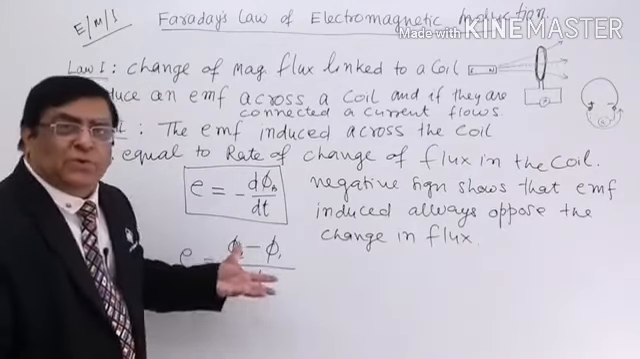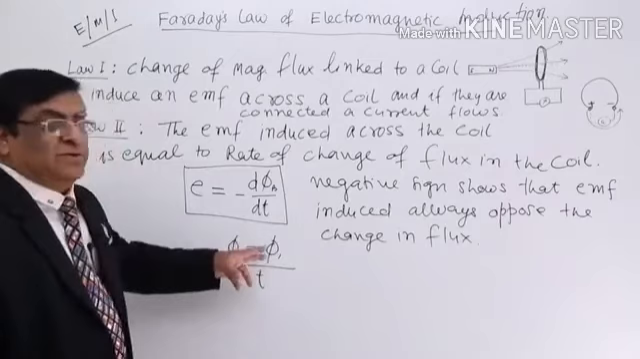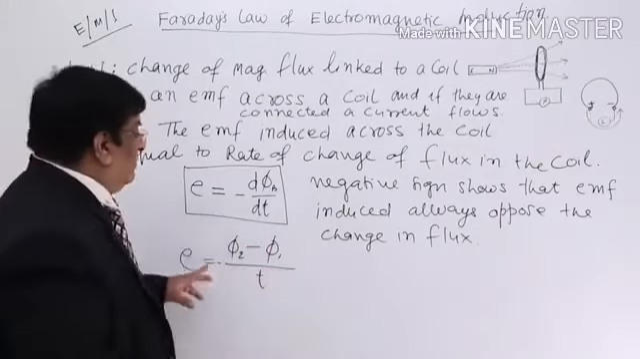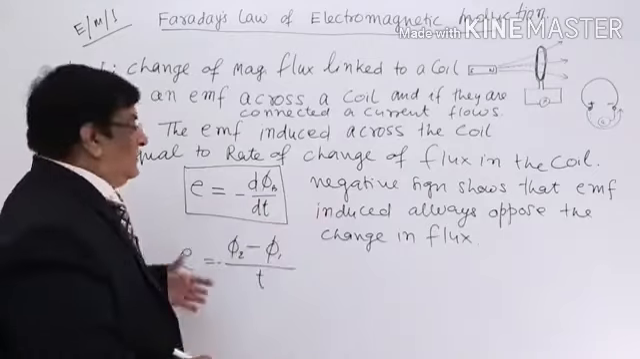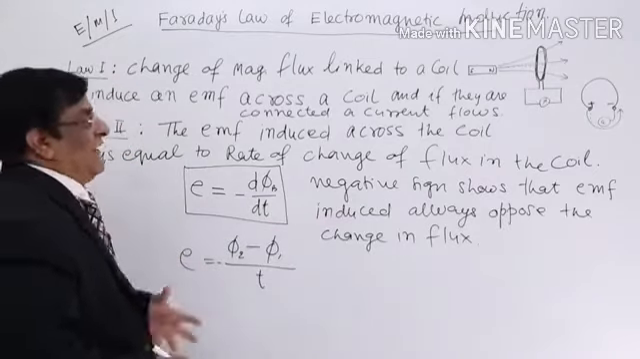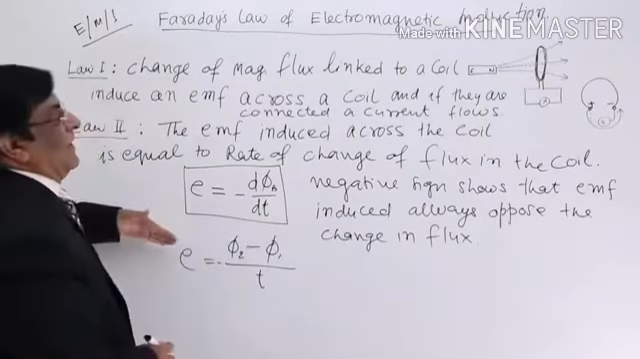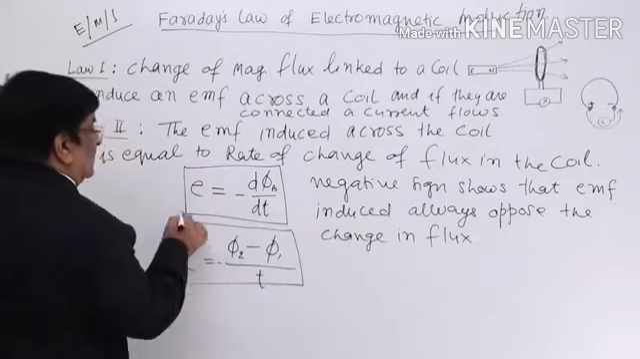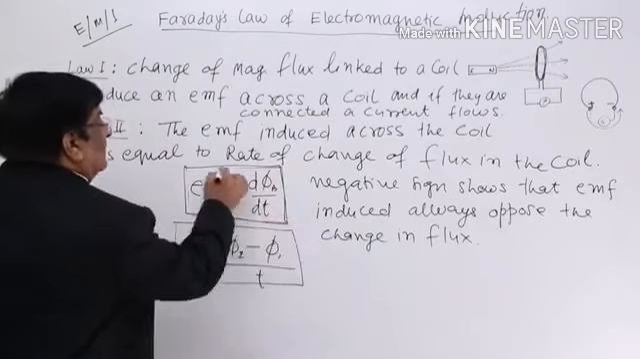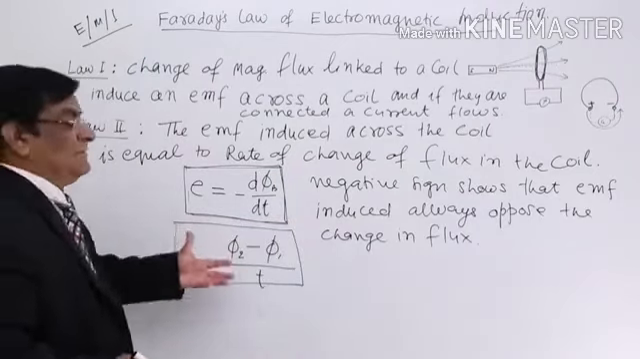Flux we know. It is B into A. So we will see how the flux is changed with reference to this formula, but that we will do in the next lecture. So this is Faraday's law, these two things, especially this is very important, and we will keep on doing this.